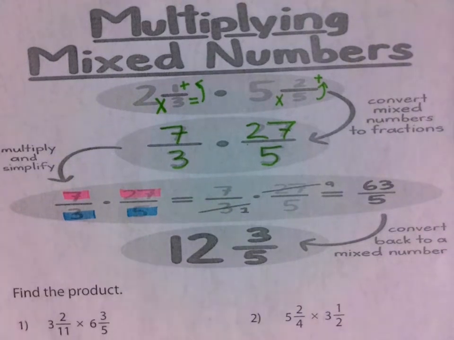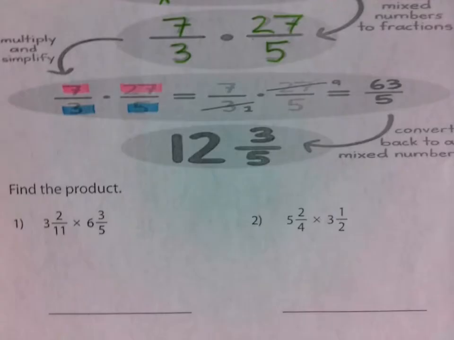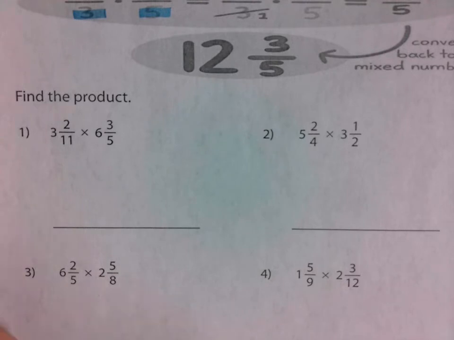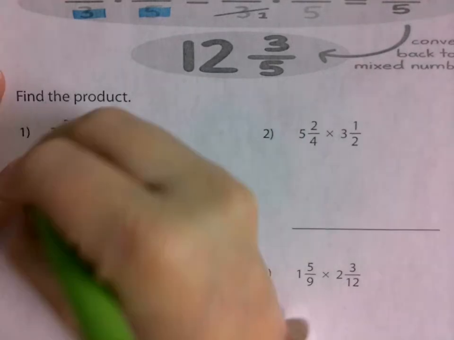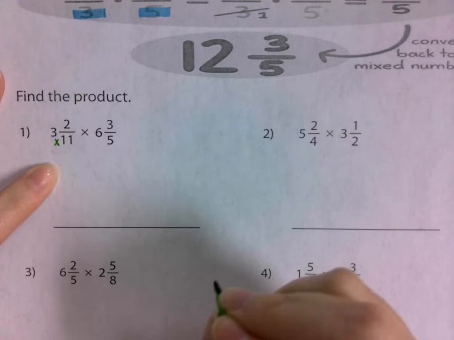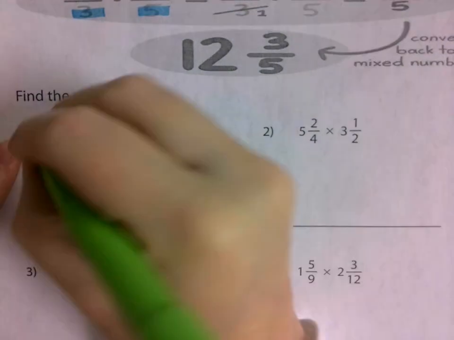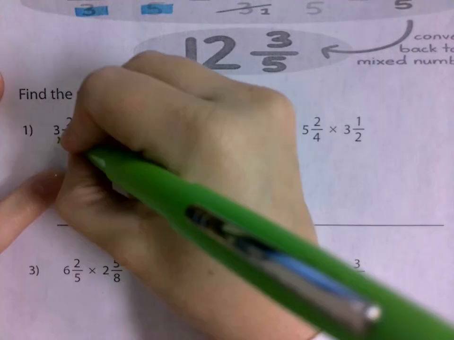Again, we're not doing too many of them, okay, because it is a longer process. But for here, what I'm going to do is I'm going to multiply 3 times 11. What's 3 times 11? 33. And then I'm going to add that 33 to the numerator. So what's 2 plus 33?